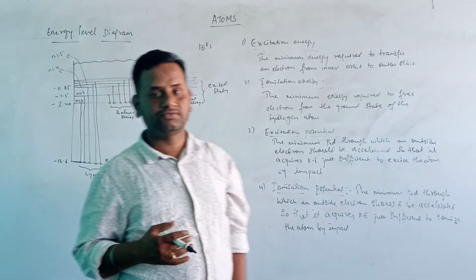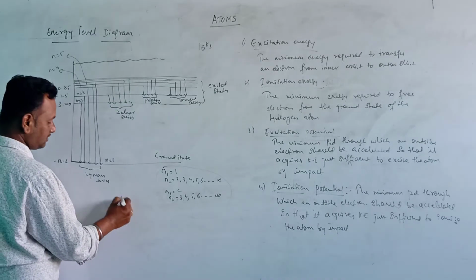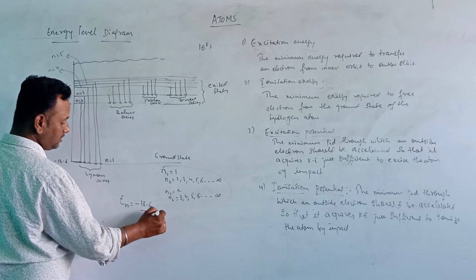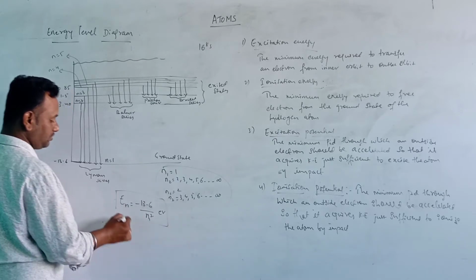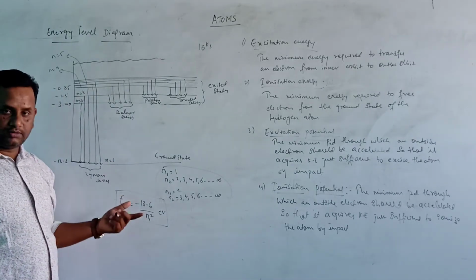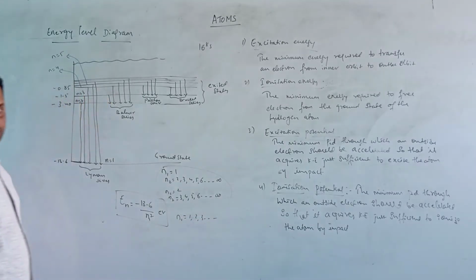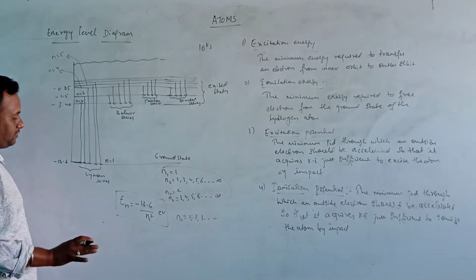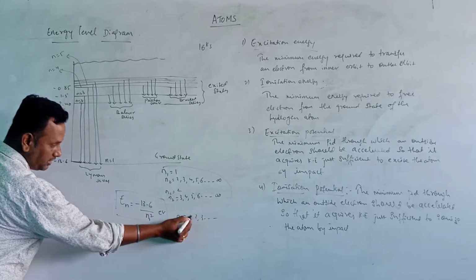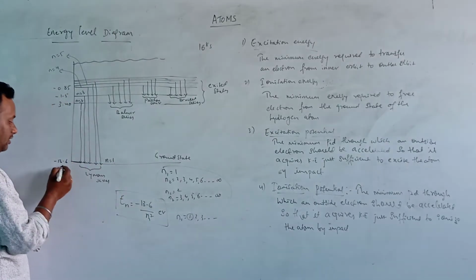We also derived an expression for the total energy of the electron in the nth orbit. There we got that for the nth orbit the energy is En equal to minus 13.6 divided by n square electron volt. For the first orbit, n is equal to 1. If I substitute n equal to 1, then 1 square is 1 only. So the first orbit has how much energy?